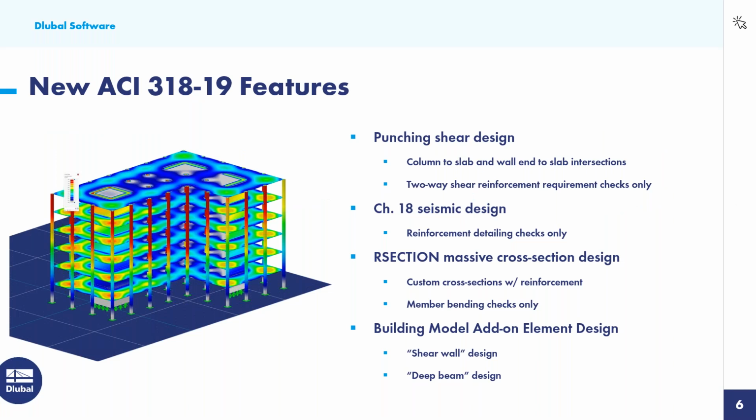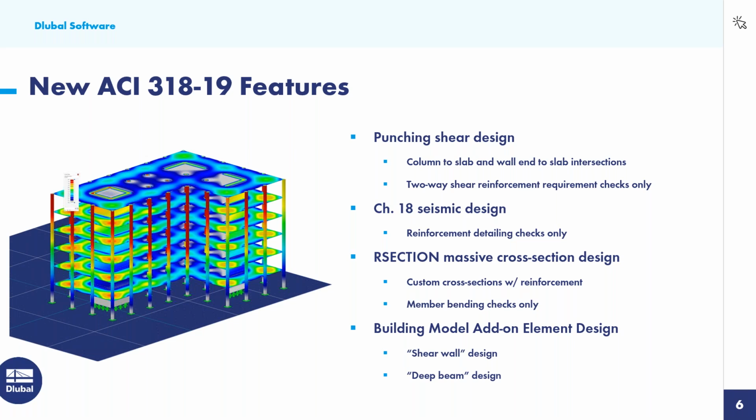Turning now to the new ACI 318 features that have been implemented since our last webinar. We now have the ability to carry out the punching shear design check. This is for column to slab and wall end to slab intersections. The current design check will only flag the user if two-way shear reinforcement is required. There currently is no input option for that two-way shear reinforcement, but we do plan to add that in the near future.